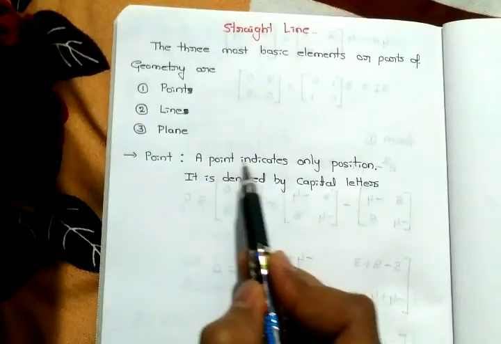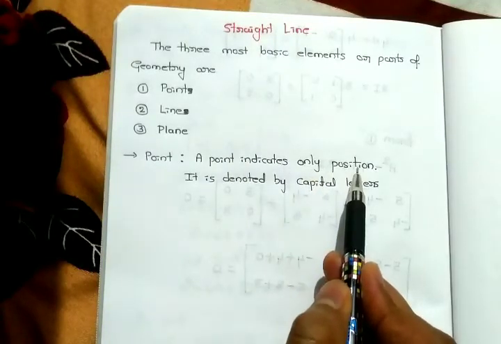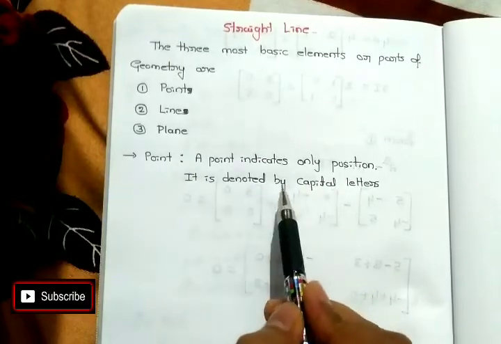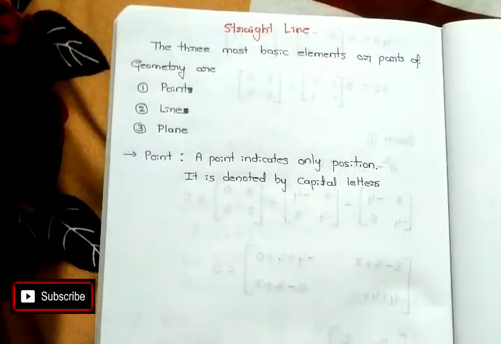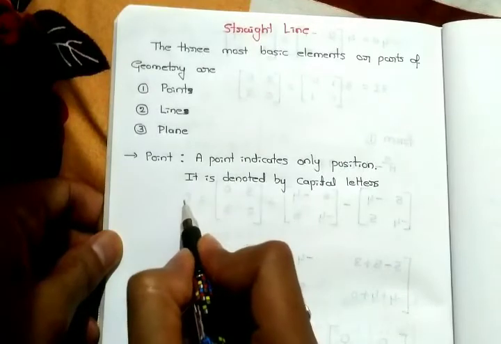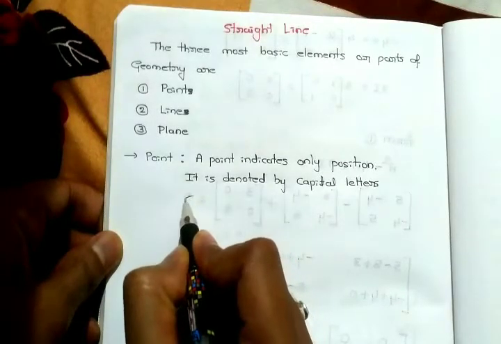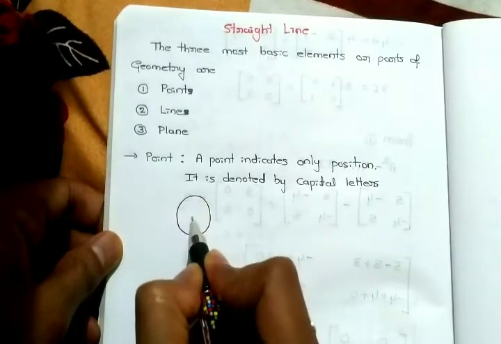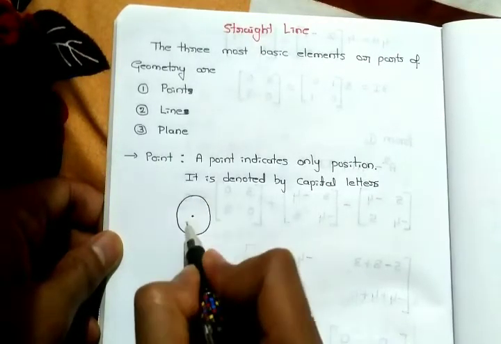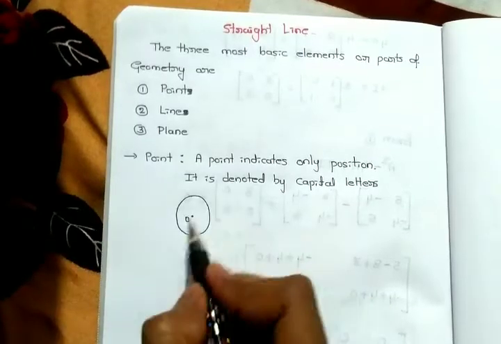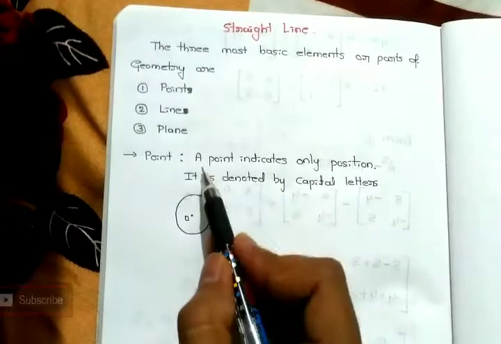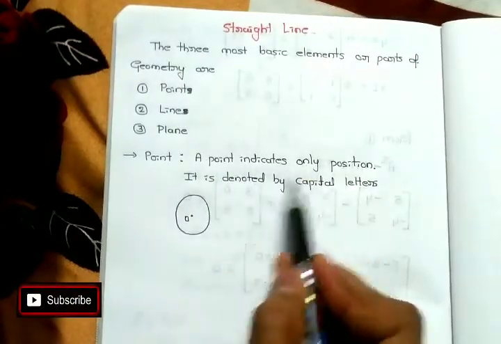First one, point. A point indicates only position, and it is denoted by capital letters. If I consider one circle, the center O indicates the origin. This is nothing but the position of the circle. Therefore, a point indicates only the position.